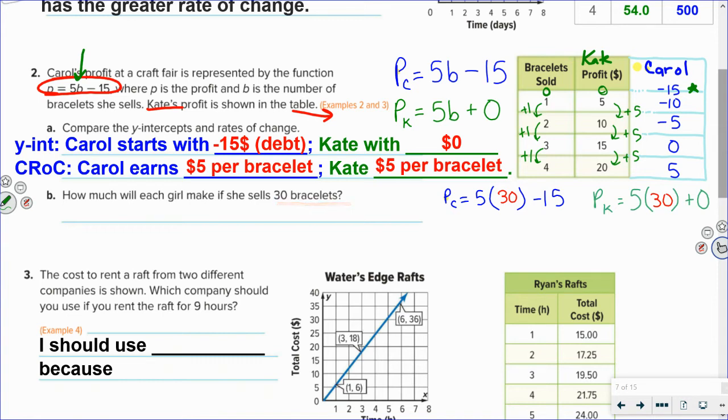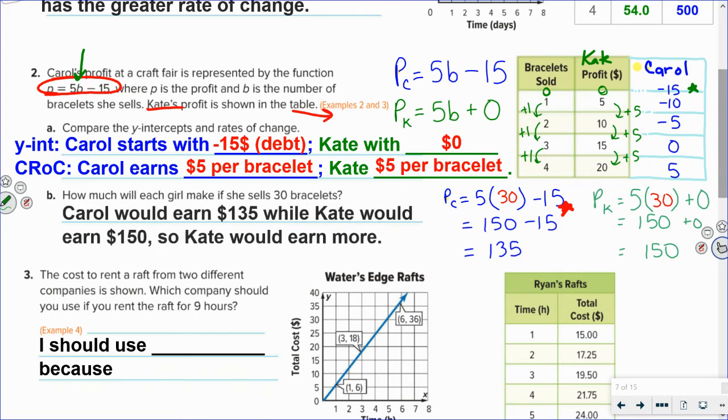If I do Kate first, 5 times 30 is 150 plus 0. Well, that's 150. Meanwhile, Carol, 5 times 30 is 150 as well, but don't forget, she started out in debt. So once she pays off her debt, she has $135. Therefore, Carol would earn 135 while Kate would earn 150. So Kate would earn more.